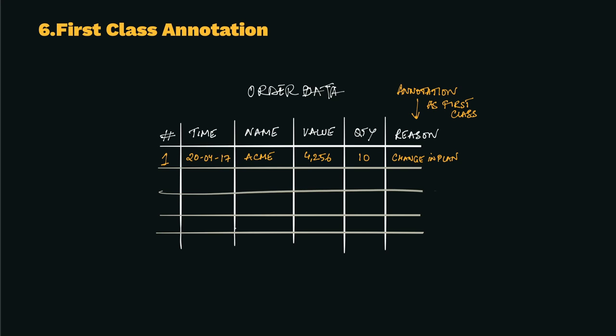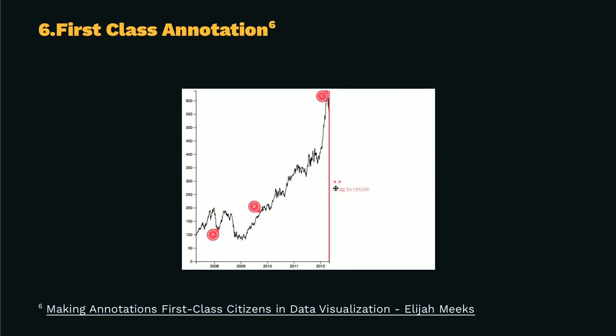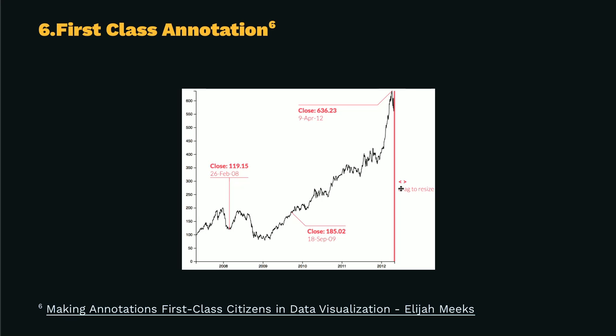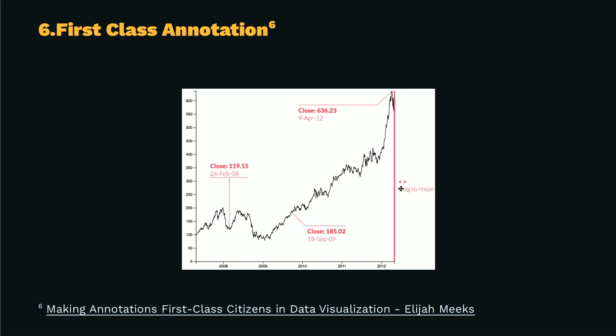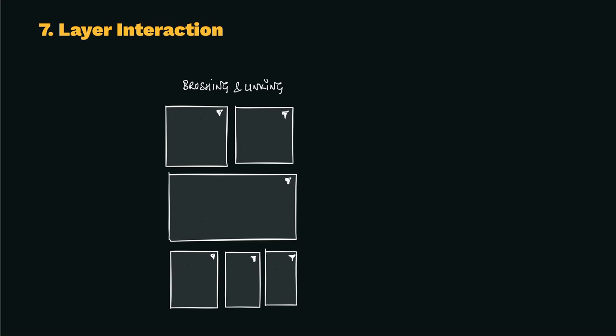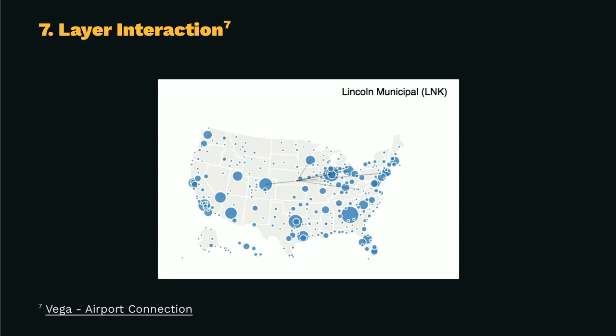Think about adding annotation as a first class citizen. So not only thinking about how the chart works, but thinking about how we can also add annotation as another layer, because we can start to declare it and be able to embed it. And finally, we can think about adding layers or doing layered interaction, and think about the charts not as one single layer, but multiple layers, and we are interacting across each one of them and creating visualizations and interactive visualizations.